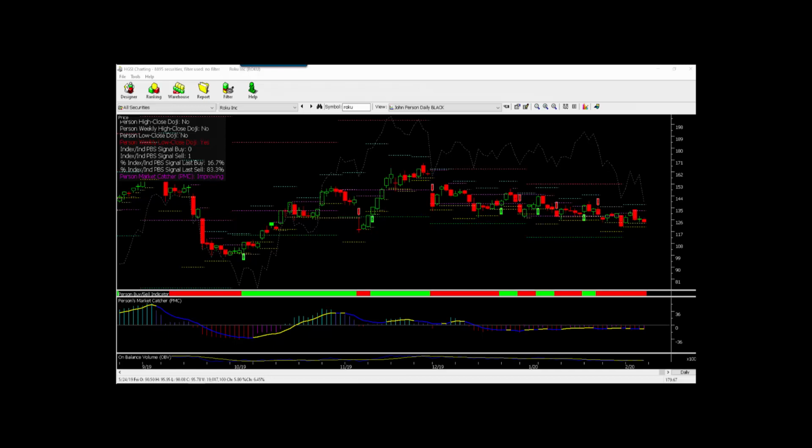Hello, welcome. This tutorial is in regards to helping you understand the benefits and the value of the Person's Pivot indicator. We can use this indicator across multiple time frames. Specifically, this indicator is one of the best forward leading price indicators.